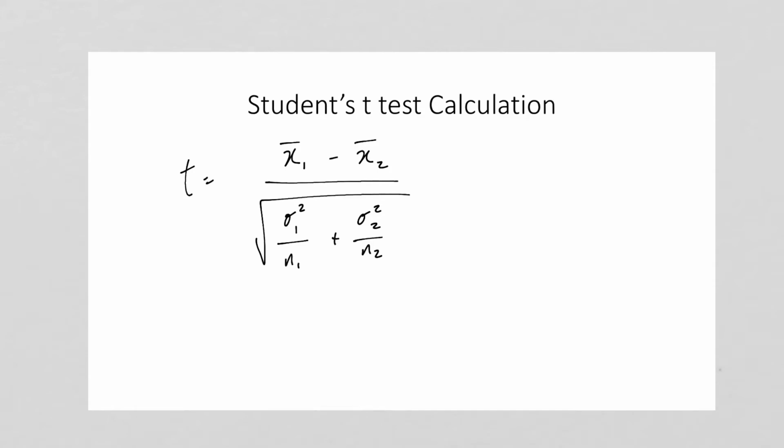So again, what do these mean? This is just the mean of sample 1. Remember, you're comparing the means of two different samples. So that would be the same, but for 2. This symbol, as we know from our lesson on standard deviation, means the standard deviation of sample 1.